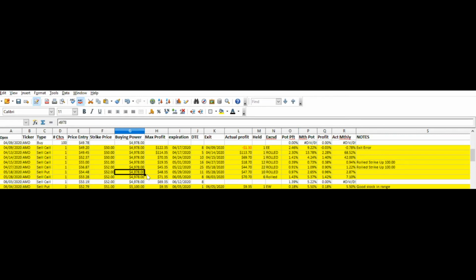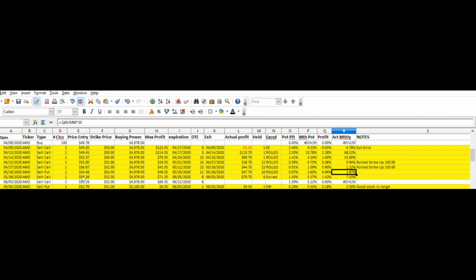My buying power is still the $49.78, which is what I bought the stock for. My maximum profit on that was $48.35, so it's a $49 premium. That was only 11 days out, so I was able to kind of start shortening this time out. The actual profit was $47.70 because I rolled it again. After 1 day before expiration, I rolled it out again. So I made 2.87% by rolling it a little early.